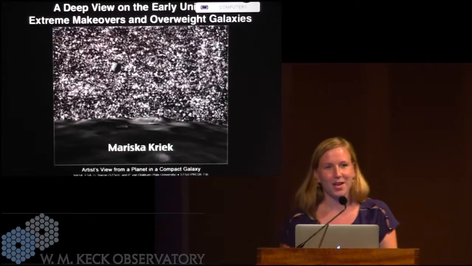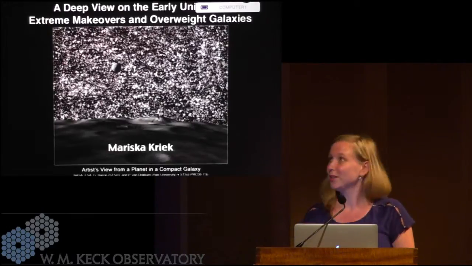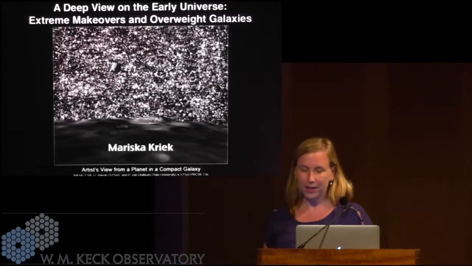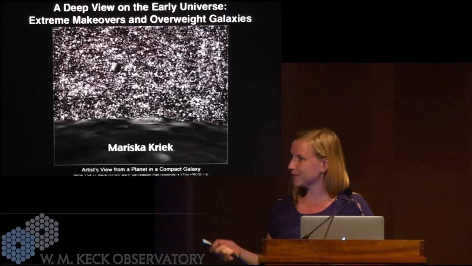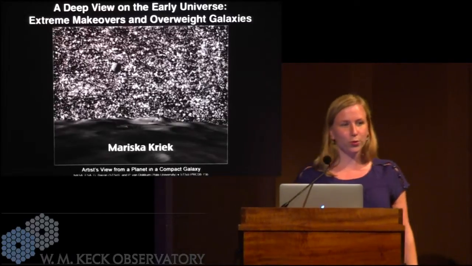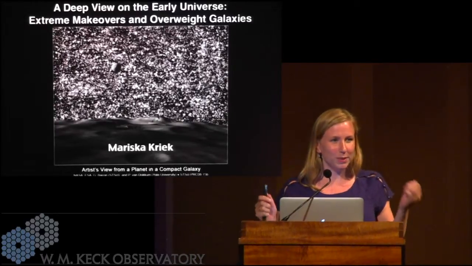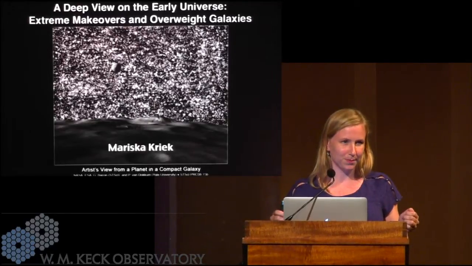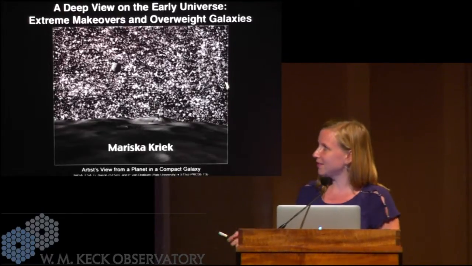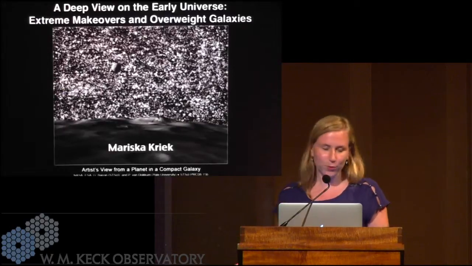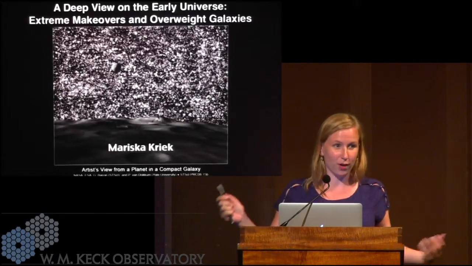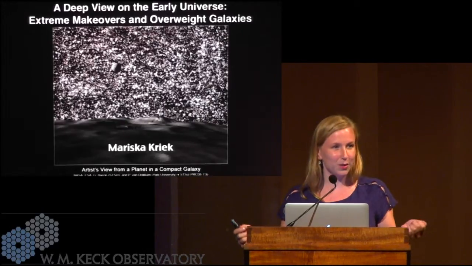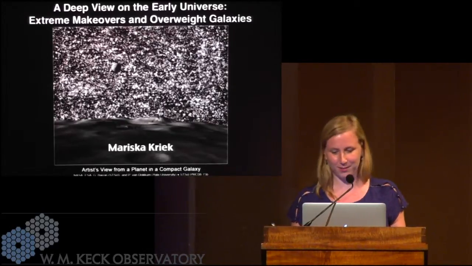there it is. So this is the title I chose for my talk, A Deep View on the Early Universe, Extreme Makeovers and Overweight Galaxies. And this first image you're seeing on this first slide is a view of the sky if you were living on a planet when the universe was only 3 billion years old. And what you see is that this sky is filled with stars. And this is an artist's impression. It's obviously not a real picture. And I hope throughout this talk it will become clear why the sky will look like this.